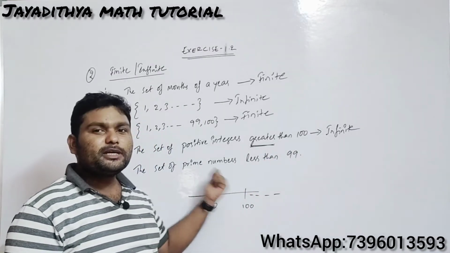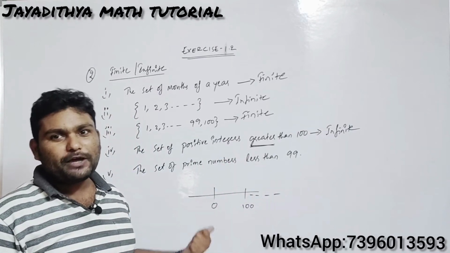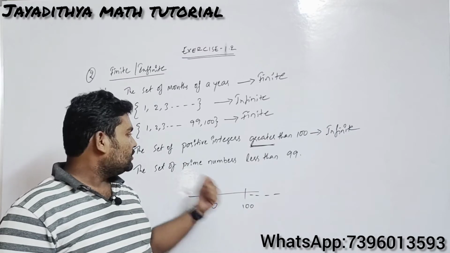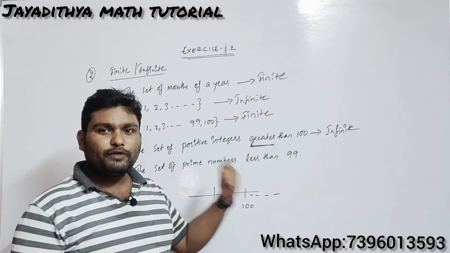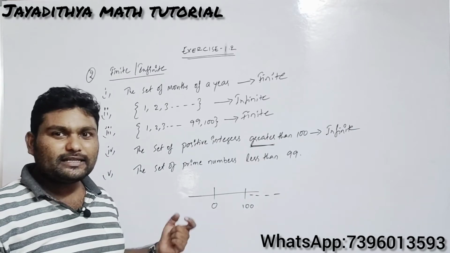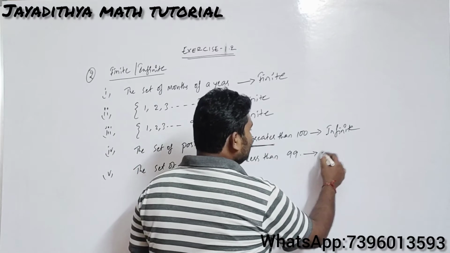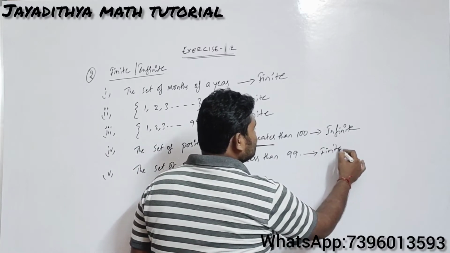So how many prime numbers do you have less than 99? You can easily say that there are 25 prime numbers. So here the number of primes is finite. Clear? So what kind of set is this? This is nothing but, again, a finite set.